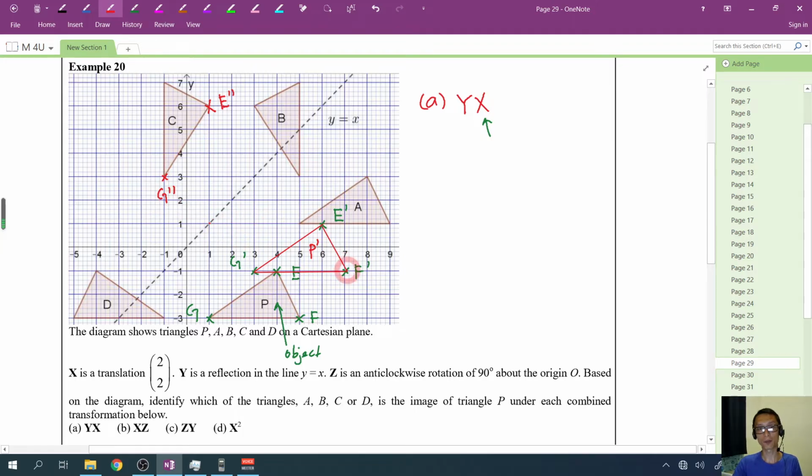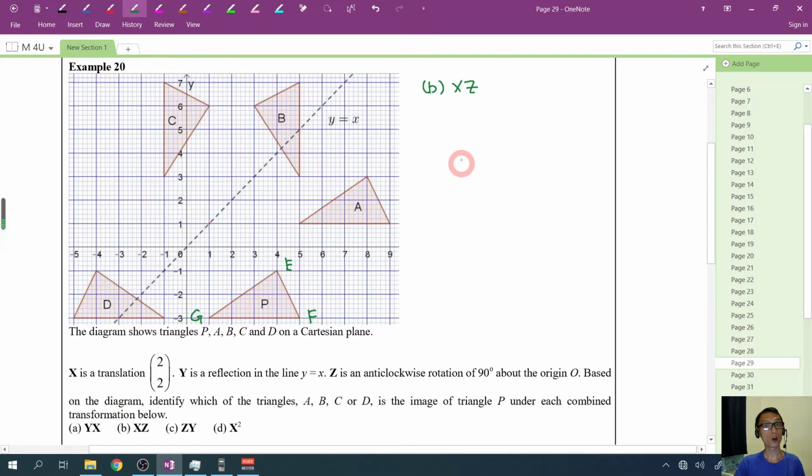The last one. 1, 2, 3, 4, 5, 6, 7, 8. Start to turn. 1, 2, 3, 4, 5, 6, 7, 8. Okay, F double prime. This is the image. Triangle C is the image of triangle P under this combined transformation YX.